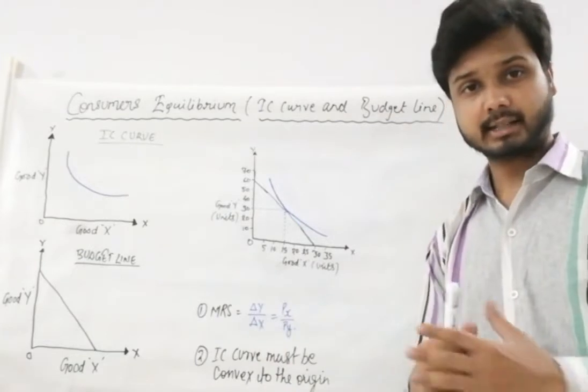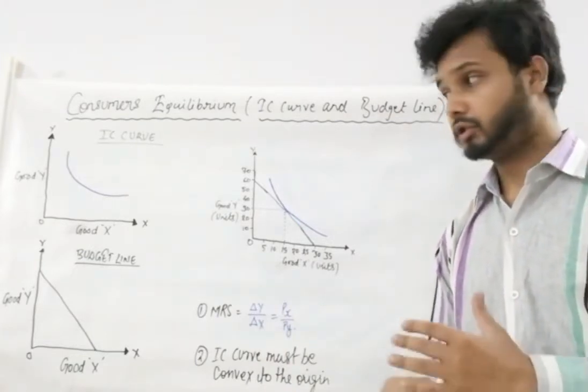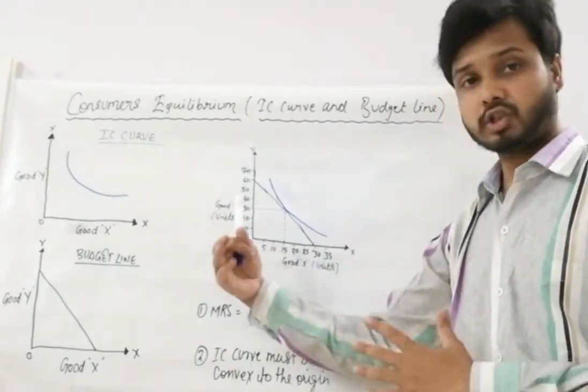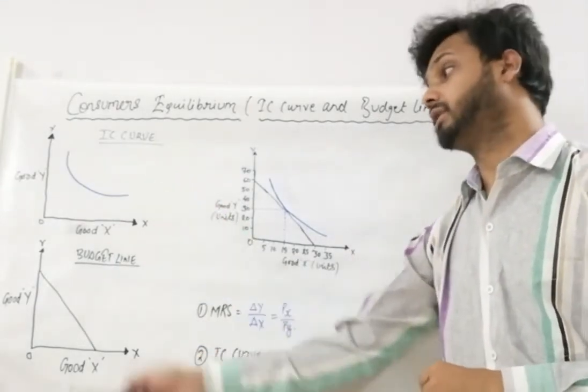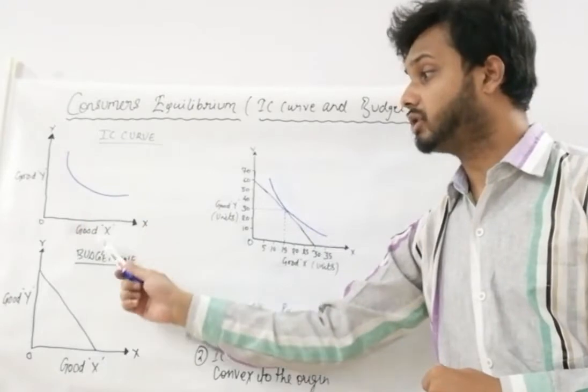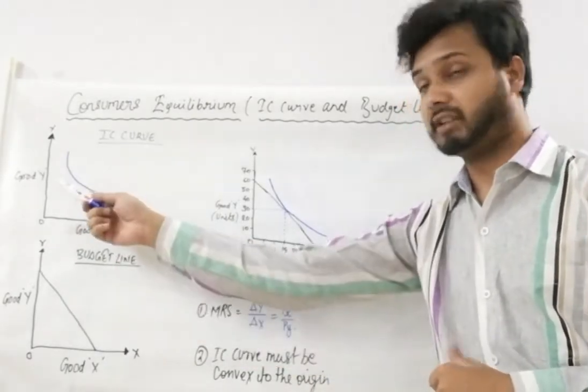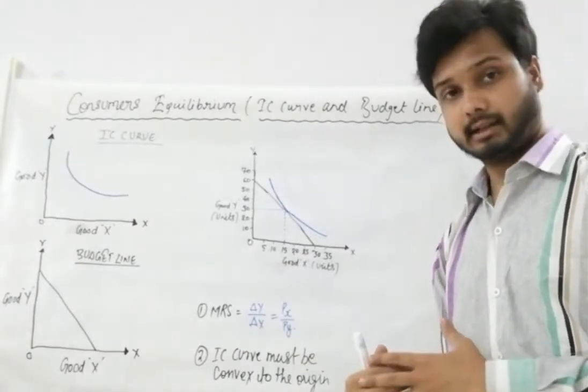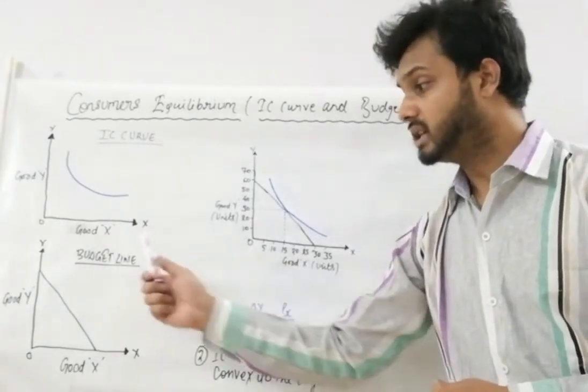This I have already explained in the previous video. If you have not seen that, you can visit once. So let us have a short look. Indifference curve shows us the combination of two commodities X and Y that a consumer will purchase with his limited income.